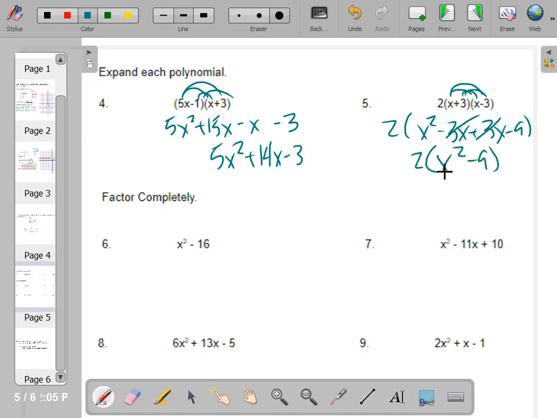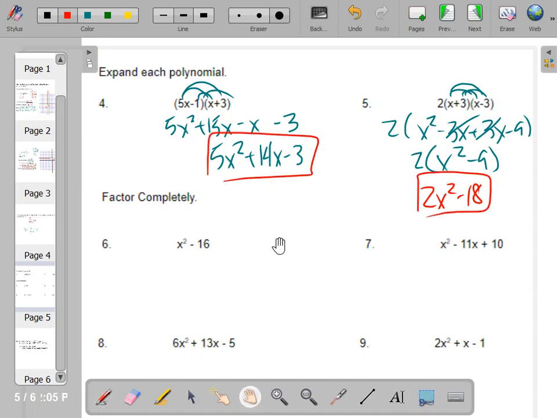Oh, that's difference of squares. Okay, these are conjugates, so the middle cancels when it's expanded. Then worry about the 2: 2x squared minus 18. There you go. So there's the expansion. That's just distributive property.